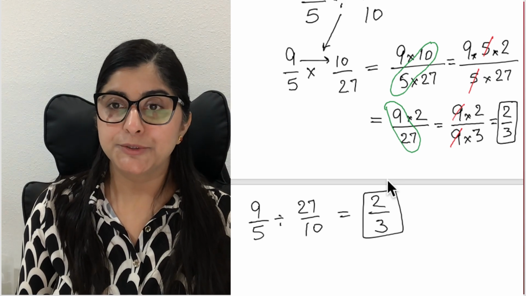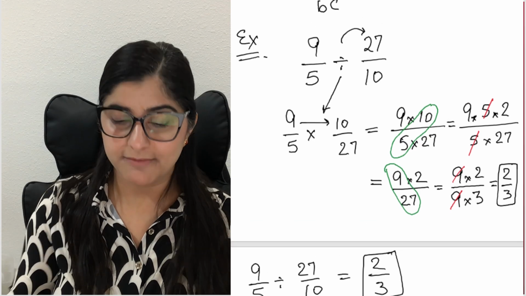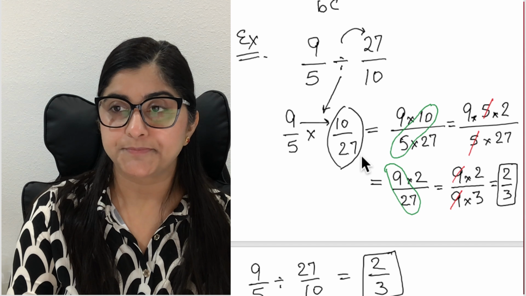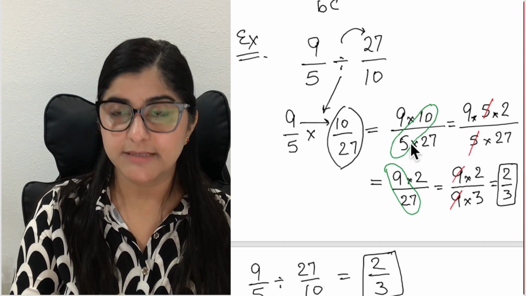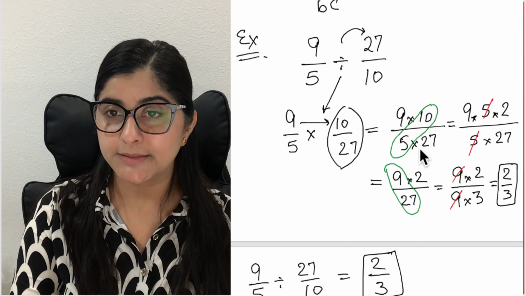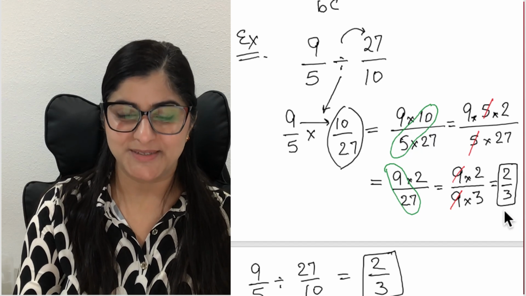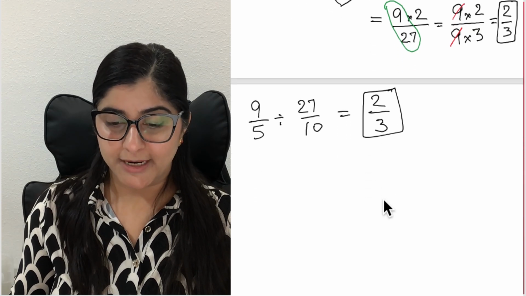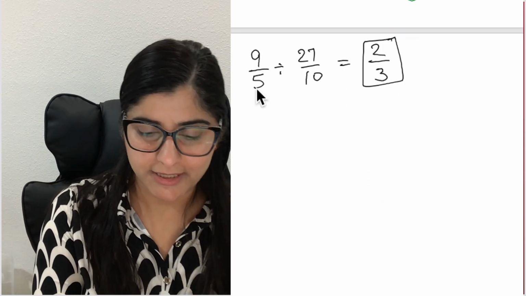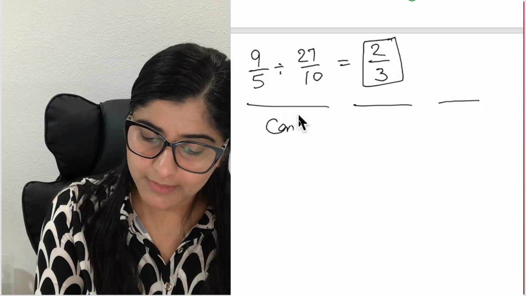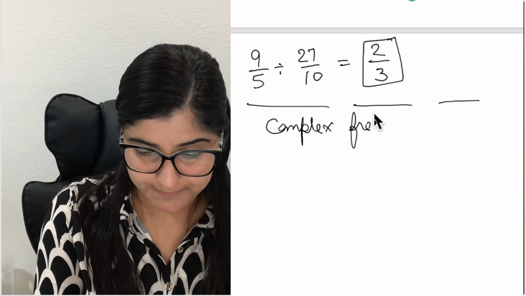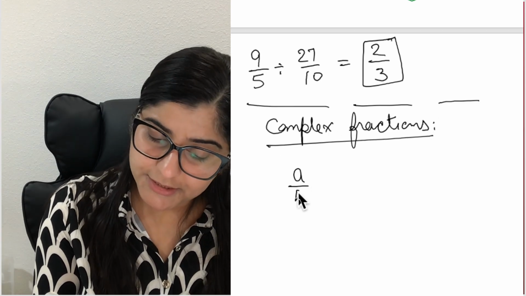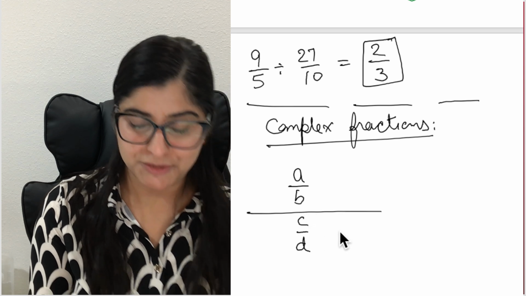So for the division, make sure you change the division to multiplication in the very first step and flip the fraction that comes right after the division sign. And then it is a multiplication problem. Multiply numerators with numerators, denominators with denominators, simplify your final solution. So this is all about the multiplication and division of fractions. And here I want to discuss complex fractions a little bit. Sometimes we encounter a fraction divided by a fraction, a complex fraction.